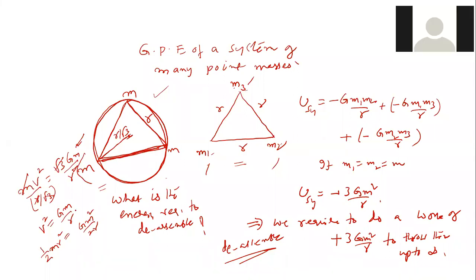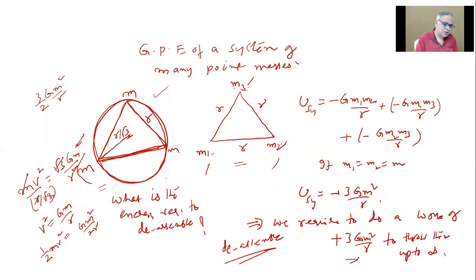So the kinetic energy of 3 masses will be how much? 3 by 2 G M square by r. And potential energy was how much? Minus 3 G M square by r. So the total energy, which you call as binding energy, will be minus 3 by 2 G M square by r.